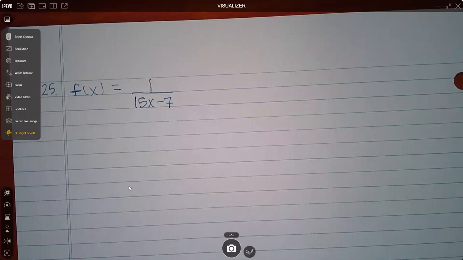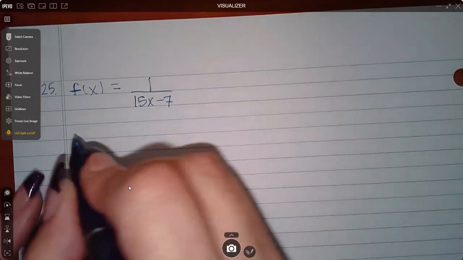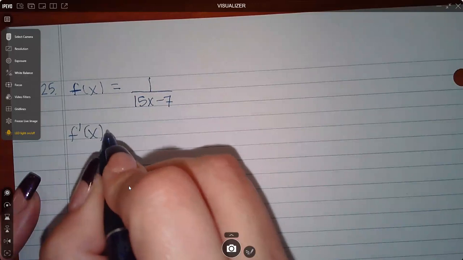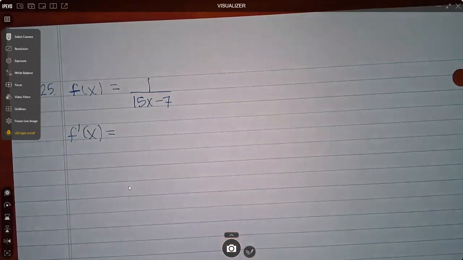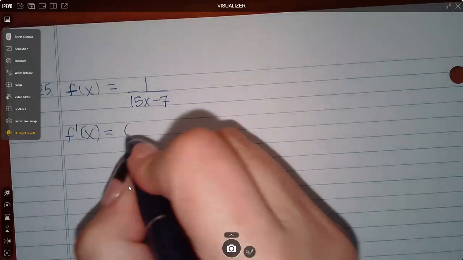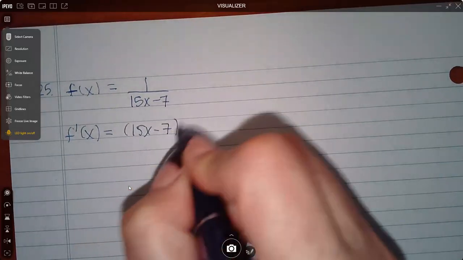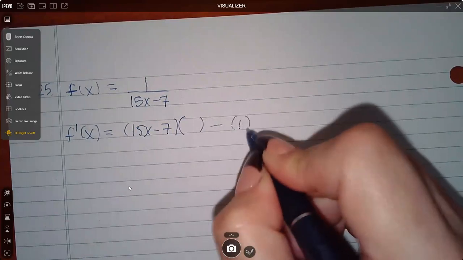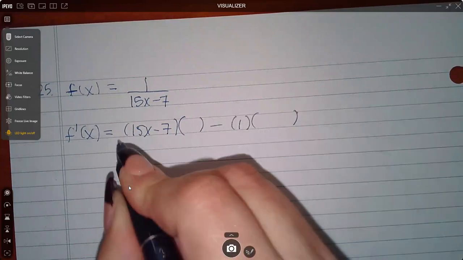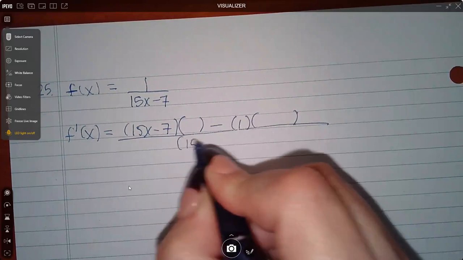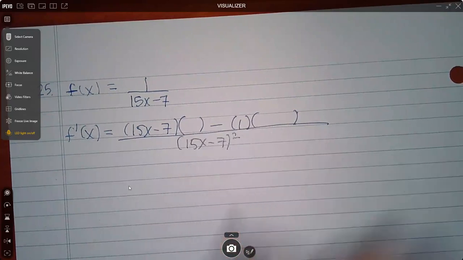If I have to do this one, would it be easier for you to do quotient rule, or easier to turn that to an exponent of -1? Yeah, it's not bad at all, actually. You could do quotient. I just stick with quotient. Some people don't like to do it, but I don't understand why. It's not so bad. So I'm going to do low d high minus high d low all over low squared.